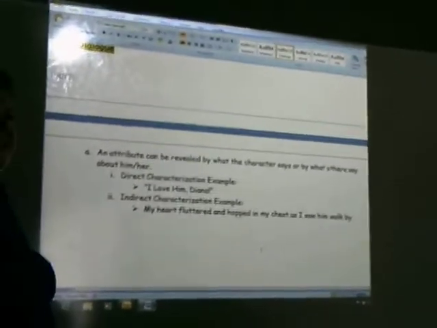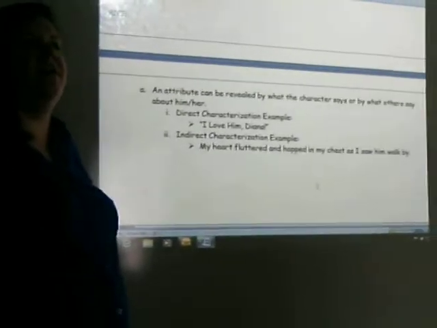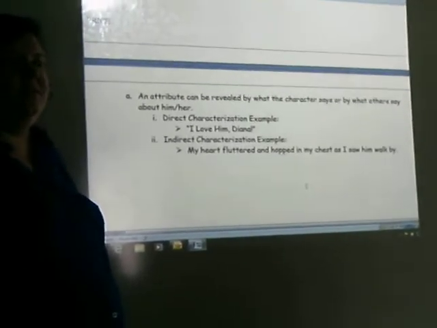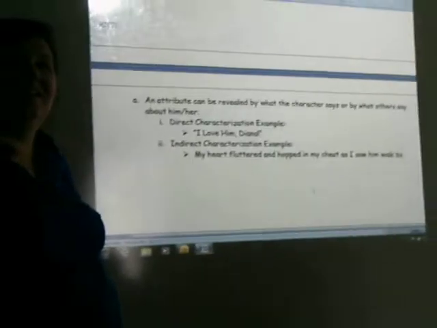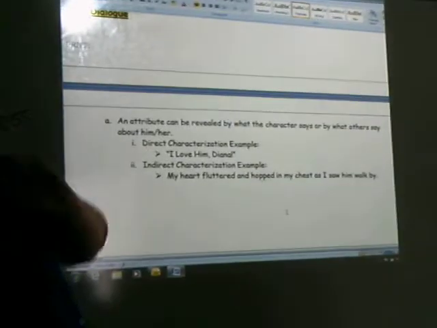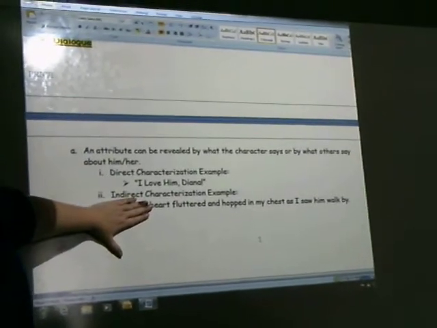It says it directly. "I love him, Diana." What do you think about that? What is that telling you? Do you have to figure anything out? No. What's it tell you? Olivia. She's probably talking to her best friend Diana about a really big crush she has. Okay, she's definitely in love with somebody, right? Okay. All right. Indirect characterization.